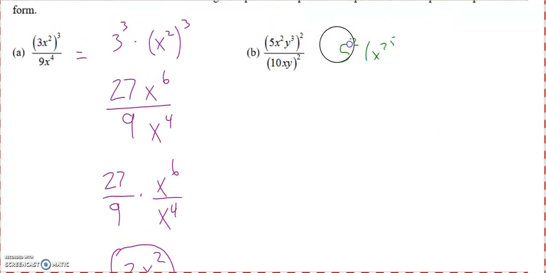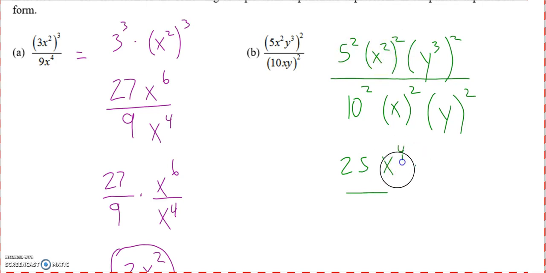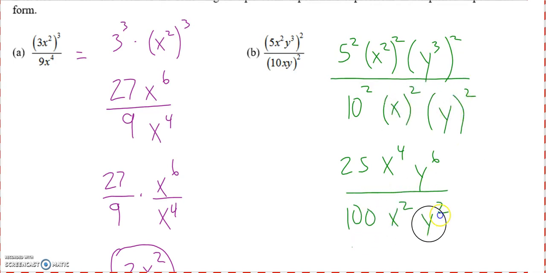Again, let's do all the work on the top. Distribute that power of 2 to everything. So be careful. And then we have to do the same thing on the bottom, distributing the power of 2 to everything. All right, and I do the 5 squared, and get 25. Multiply exponents here, multiply exponents there. Same thing with the bottom, 10 squared. And then that would obviously be x squared and y squared.